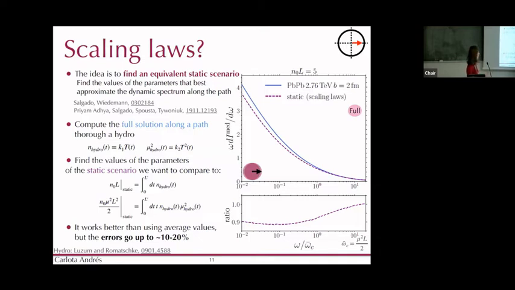So for instance, here I again compute the spectrum in the blue line for the full dynamically evolving medium. And what I do is I take these scaling relations to find the equivalent value of the parameters in a static scenario. And what I found is that basically the approximation is better than the average values, but it's still not very good. And this is just a particular trajectory, but of course I have done this for many trajectories in different kinds of collisions and different values of the parameters. And the errors can go up to 20%. So that's something that we don't find satisfactory enough. So we try to do something better.